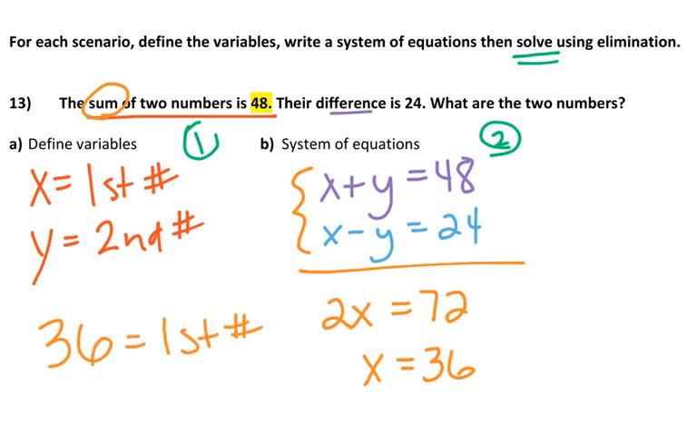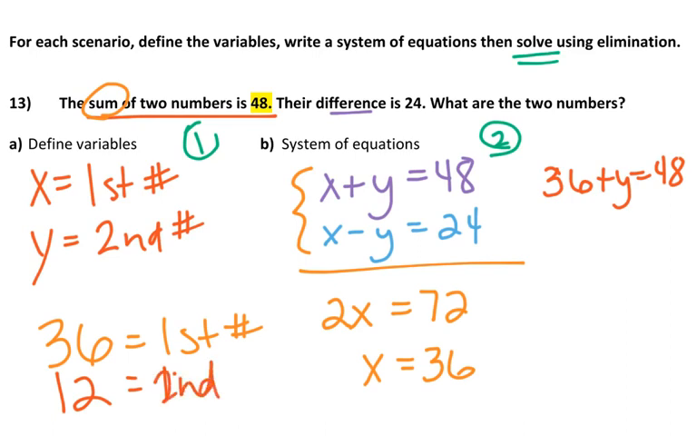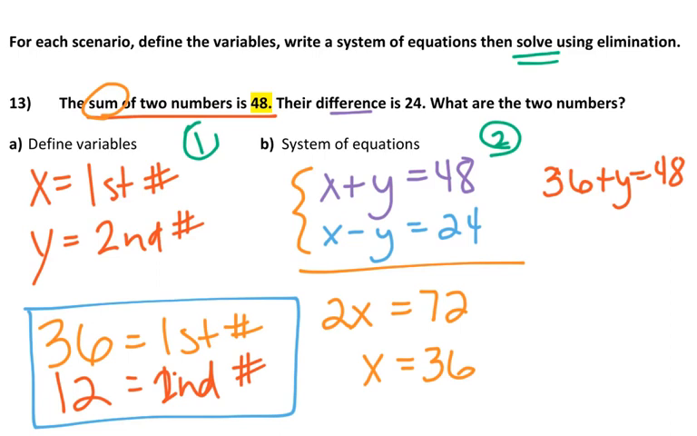So what's the second number? Well, you can do this a couple ways. You can say, well, 36 plus what is 48? Or you can plug it in up here and say 36 plus y equals 48 and then solve it using your equation skills. It turns out to be 12, and that's the second number. Now if you subtract them, 36 minus 12, you get 24, so you know it's right. You're not going to write the answer as an ordered pair because it's just two numbers, and with story problems we don't write ordered pairs, we just label what the answers are.